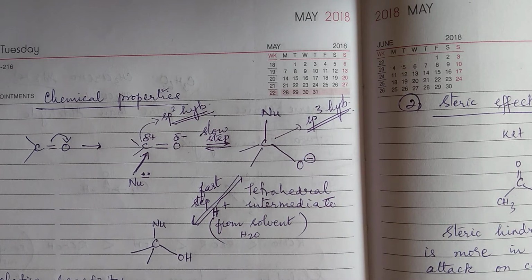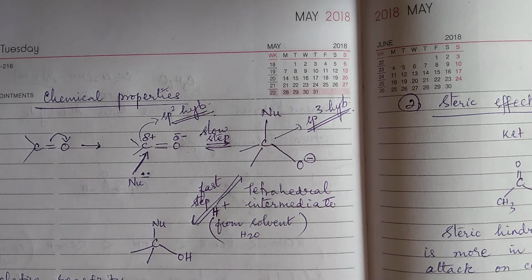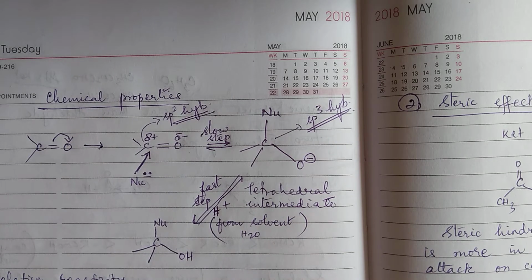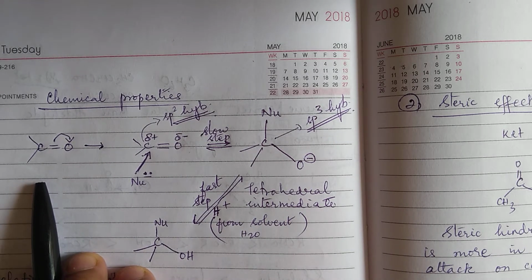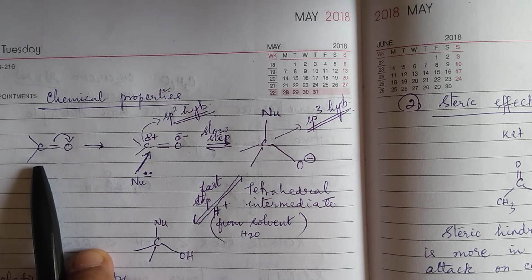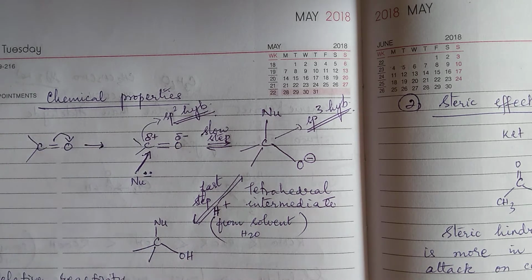Yes, children. Now let us start with chemical properties. Chemical properties depend upon the functional group. You know it very well. Which is the functional group in aldehydes and ketones? Carbonyl group. Now try to understand why. What is the reason behind the chemical properties? Because of the polar nature of this carbonyl group.